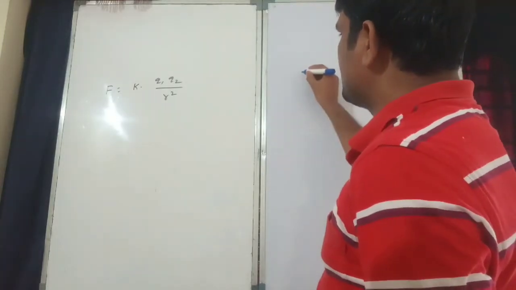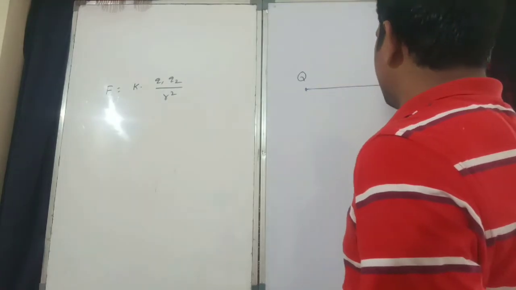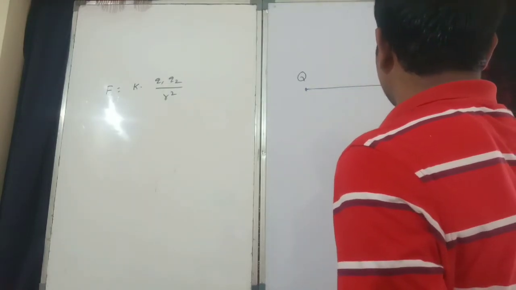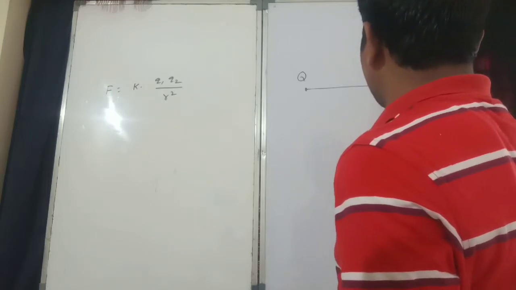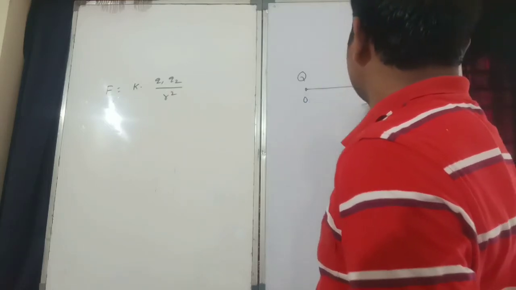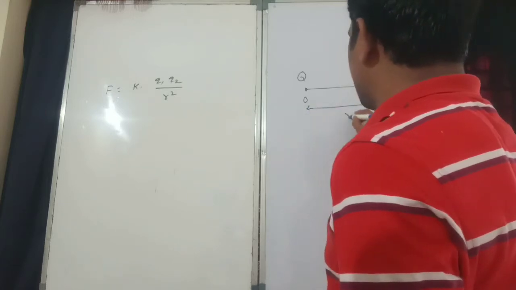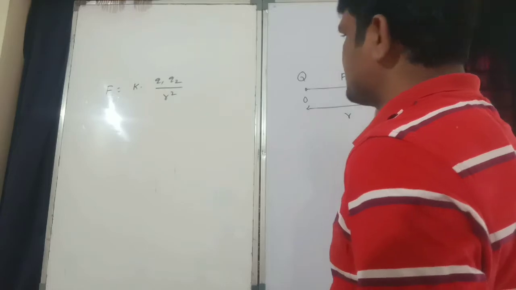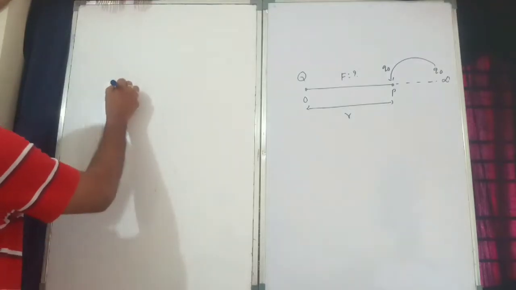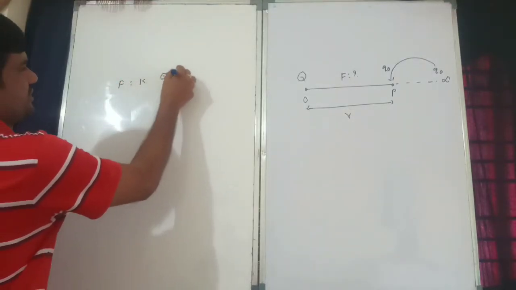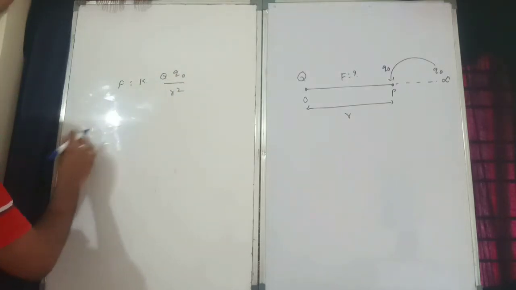For example, here this is the source. Source I will consider positive. Now here, from infinity, a test charge Q0 we will bring up to point P. At point P there should be Q0. Your distance I will consider as R only. So what is the F formula? F is equal to K into Q into Q naught by R square. This is the related force formula.